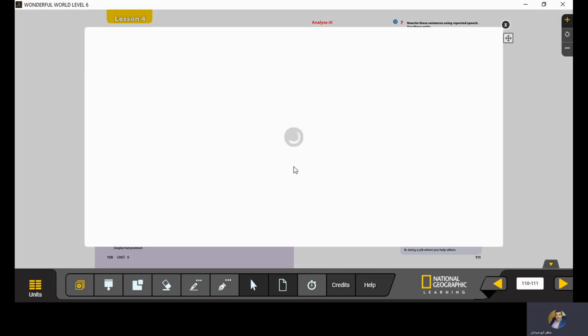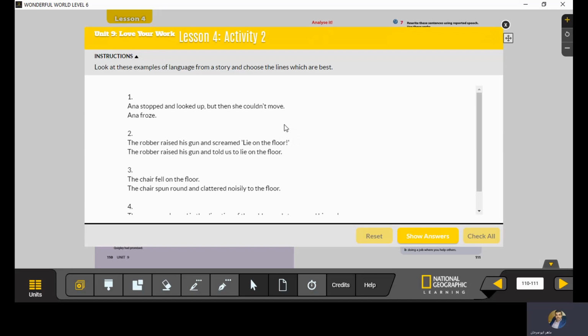Exercise 2. In this exercise, we are going to choose a dramatic sentence. It should be a short dramatic sentence. So we need to choose which one of these is the best. Look at the examples of language from a story and choose the lines which are best. It should be dramatic and short and direct. "Anna stopped and looked up, but then she couldn't move." "Anna froze." So if I want to draw the attention of the reader, I'm going to write this sentence, "Anna froze." This is a dramatic sentence.